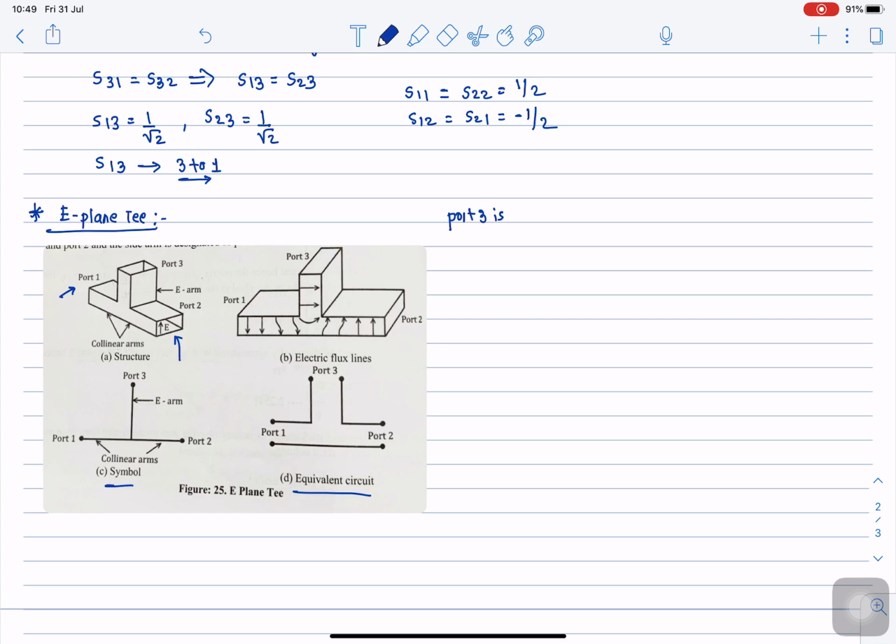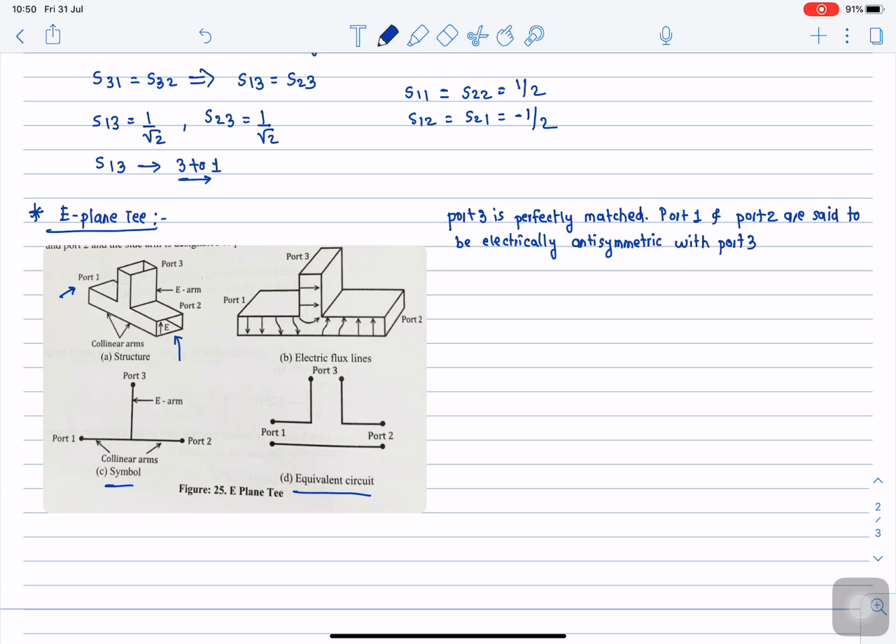As in the case of H plane T, we studied that port number 3 is electrically symmetrical with respect to port number 1 and 2. So in this particular case, in the case of E plane T, it is exactly reverse. If we assume that port number 3 is perfectly matched, then port number 1 and port number 2 are said to be electrically anti-symmetric with respect to port number 3.